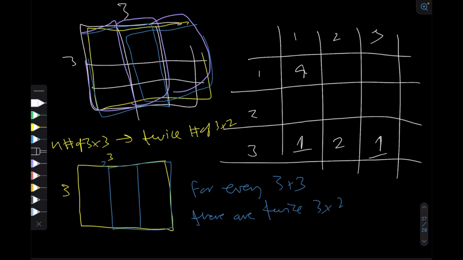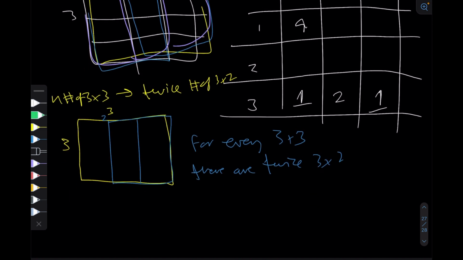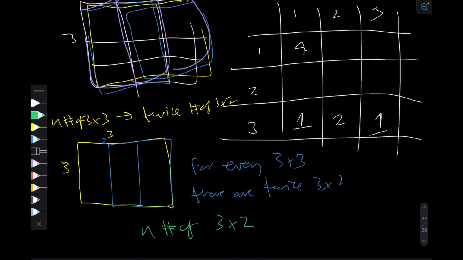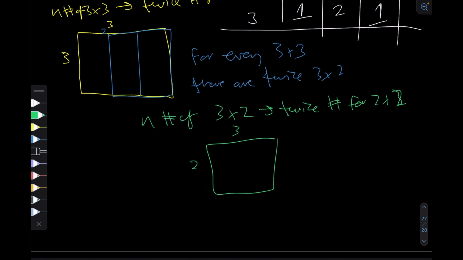So there are 2 of 3 by 2s. And by very similar logic we can notice a similar algorithm: if there are n number of 3 by 2s, there will be twice the number of 2 by 2s, because every 3 by 2 can be split up into two 2 by 2s, one that will be this and another one that will be this.